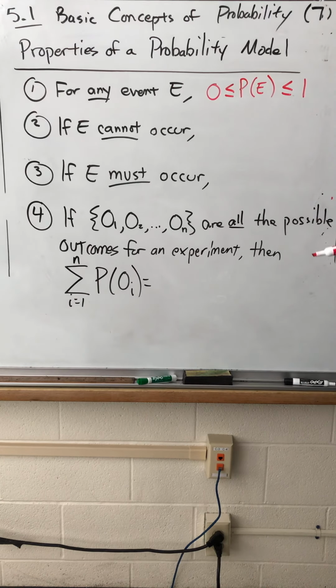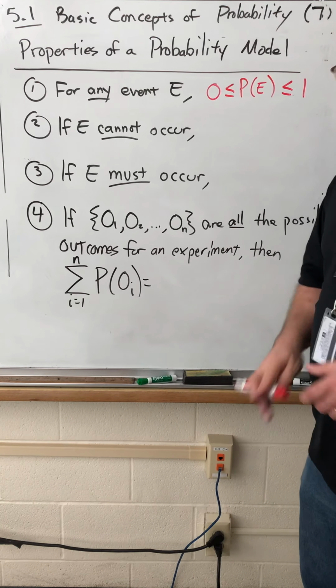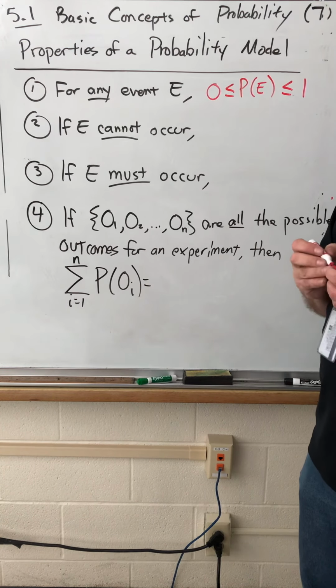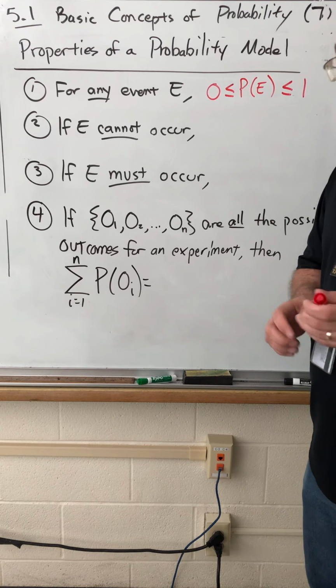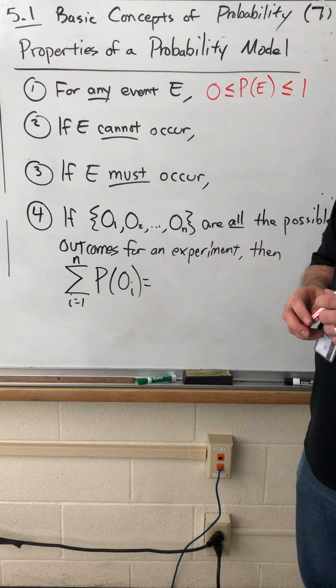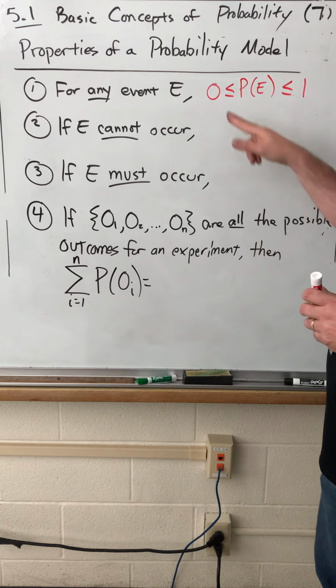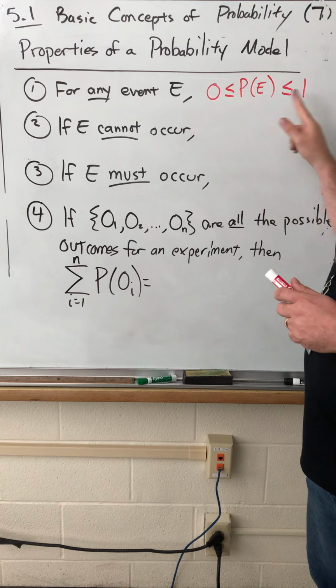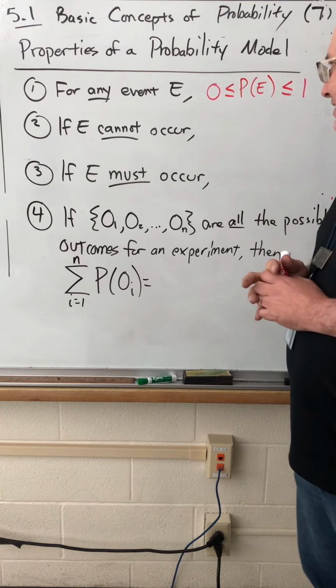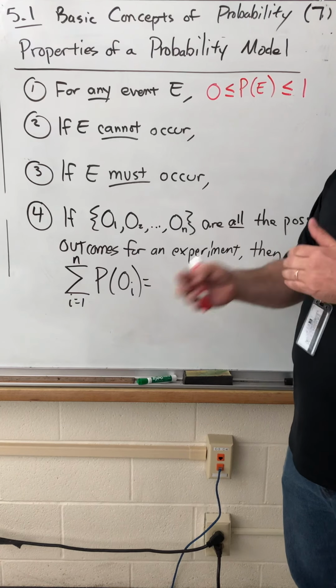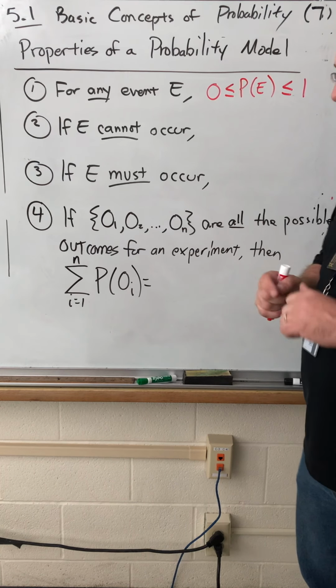Why is that? Because probability is the percent of the time we can expect something to happen. Well, it can't happen less than 0% of the time, nor can it happen more than 100% of the time. As decimals, 0% is just the number 0, and 100% is just the number 1. Another way of saying this is all probabilities are between 0 and 1 inclusive.